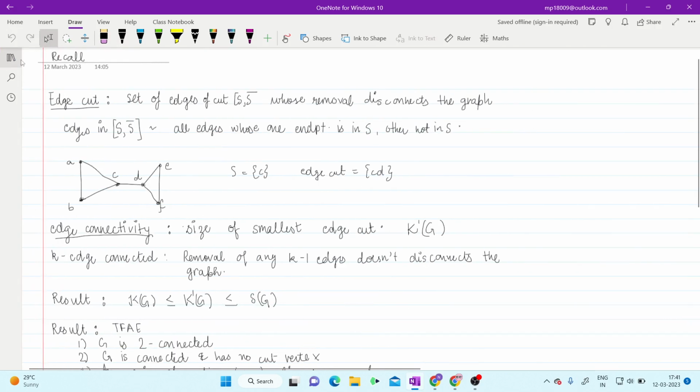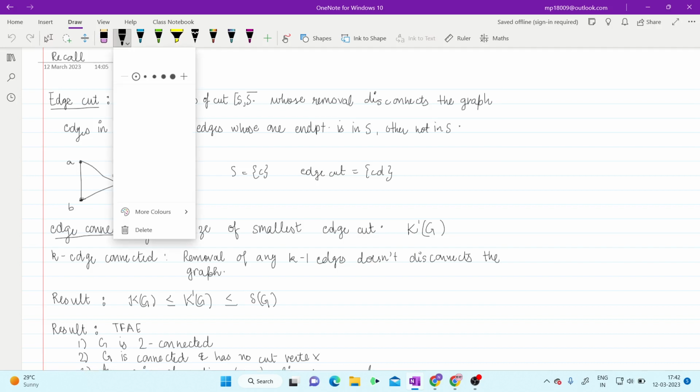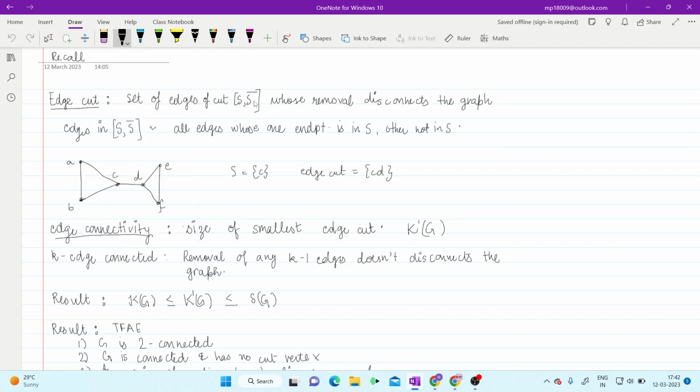Now once we have done vertex connectivity, the next thing is edge connectivity. First of all, what is an edge cut? An edge cut is a set of edges whose removal disconnects the graph. Vertex cut was a set of vertices whose removal disconnects the graph. And if we write S, S bar in square brackets, we mean all the edges with one endpoint in S and the other in S complement.